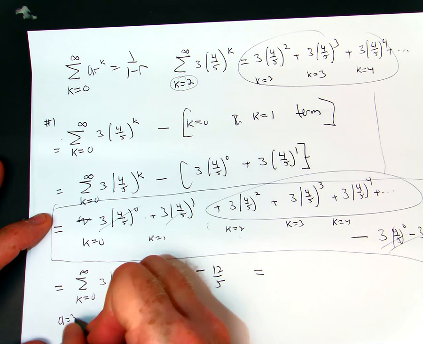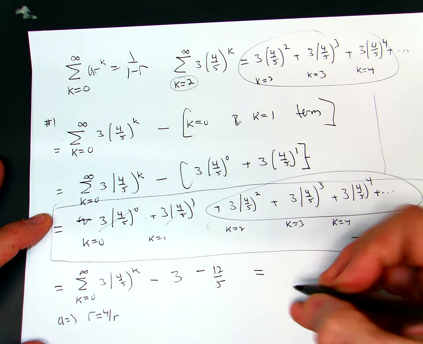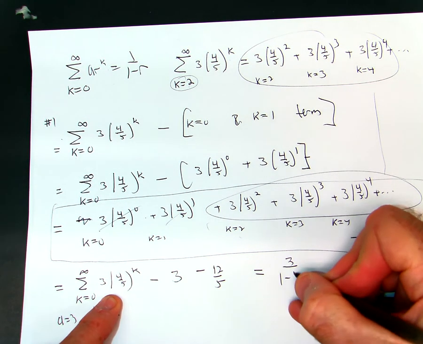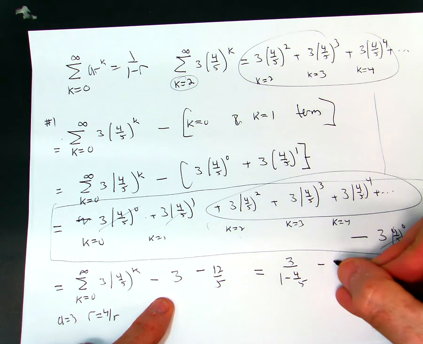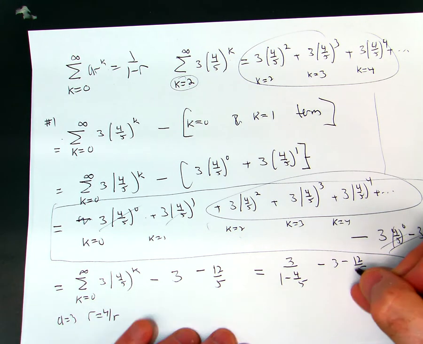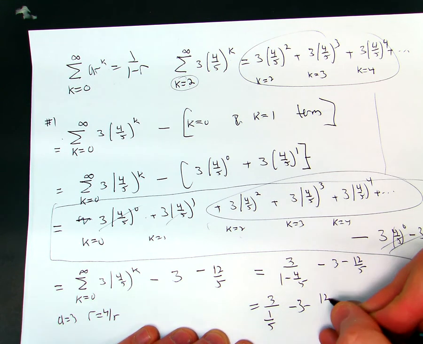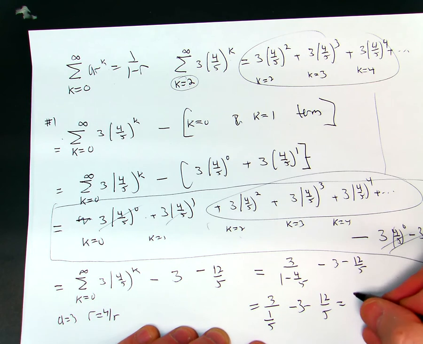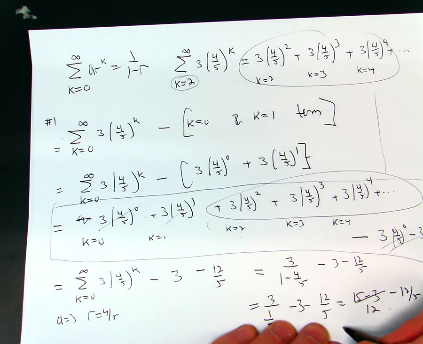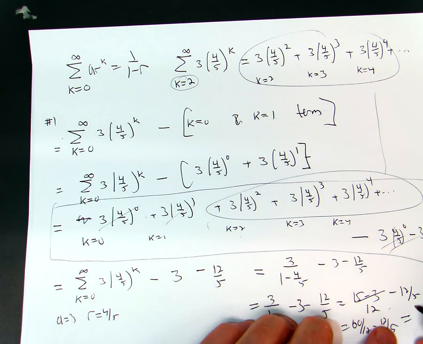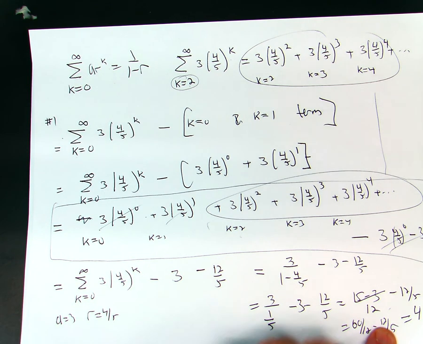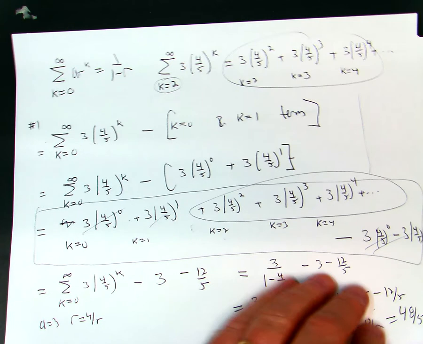A is equal to 3. R is 4/5. So I get 3 over 1 minus 4/5, minus 3 minus 12 over 5. This is going to be 3 over 1/5, minus 3 minus 12 over 5. That's going to be 15 minus 3 minus 12 over 5. That's 12. 12 minus 12/5 is 60/5 minus 12/5, and that's going to be 48 over 5. Oops, let me scoot that over again just a little bit.